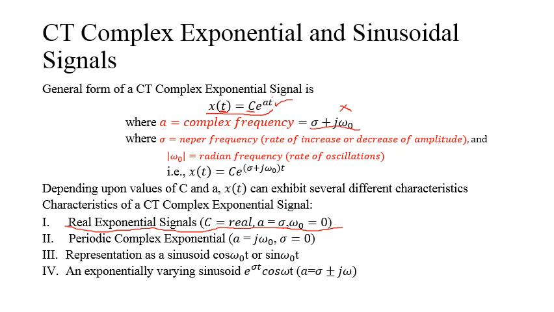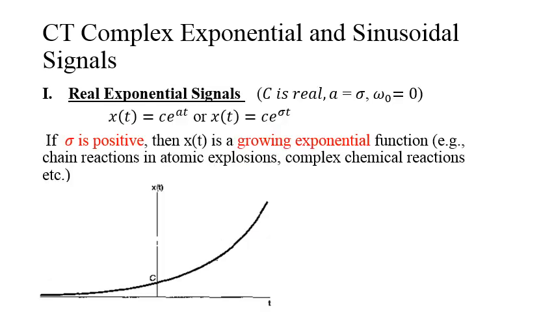Can anyone tell? So if we put the value, c is real and a equals sigma, right? In that case, the expression will become x of t, which is this one, the generalized one. Now it will be equal to this one, right? So I hope you can appreciate this one. Now because c is real, and sigma is also real and constant, it will be an exponential signal, right?